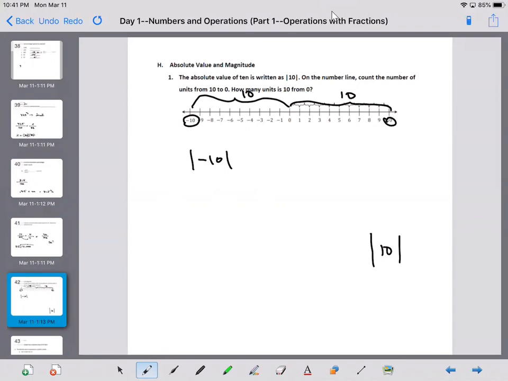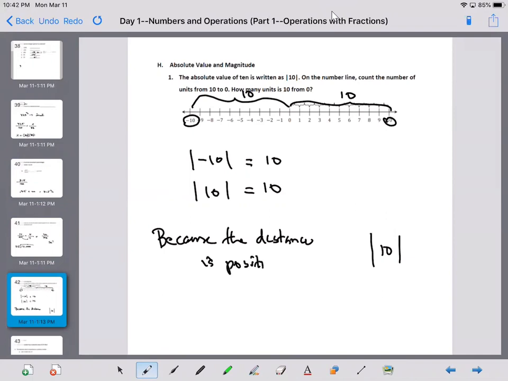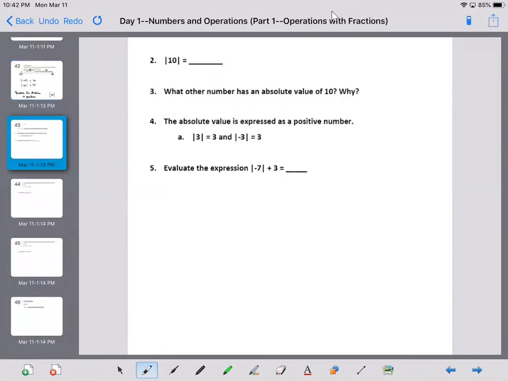So the absolute value of negative 10 is going to be positive 10. The absolute value of 10 is positive 10. Why is that? That is because just the distance is positive. That's what we're thinking about when we're working with absolute value. So the absolute value of 10 is 10. And what's another number that has an absolute value of 10? That would be negative 10. So the absolute value of 3 is 3. The absolute value of negative 3 is 3.